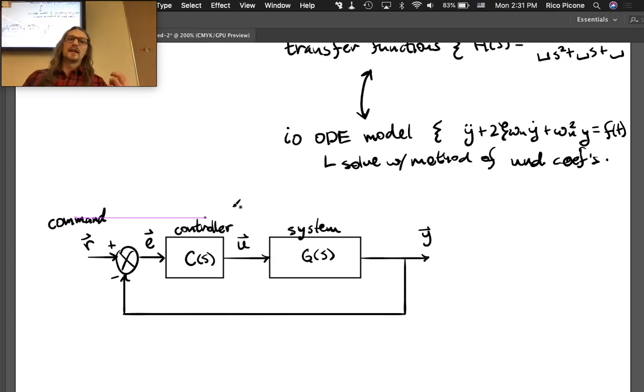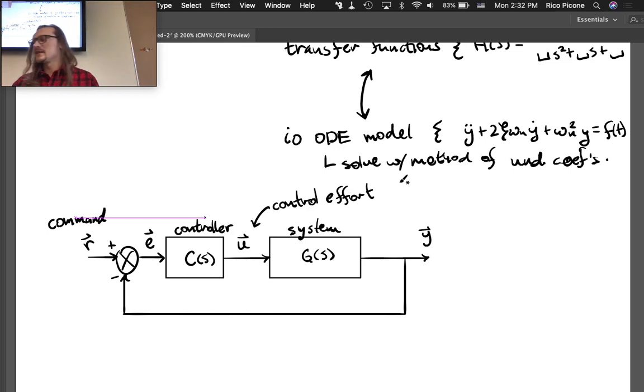Given an error, what input should you put into the system? Sometimes this is called, when it is in this closed loop here, the input to the system, but sometimes we call it the control effort. So for instance, your actuators in the system might be like 3 motors, and those are going to be how you exert control effort on the system.